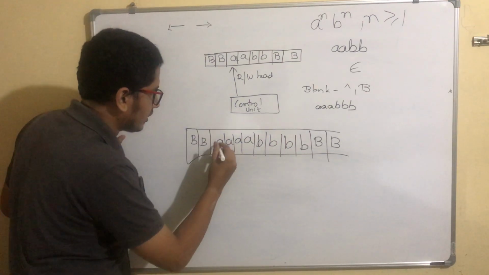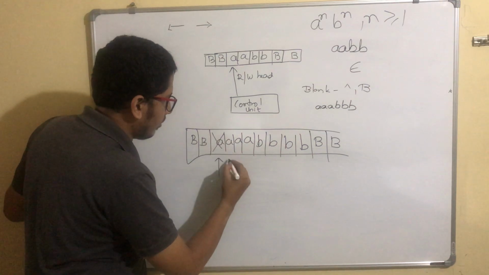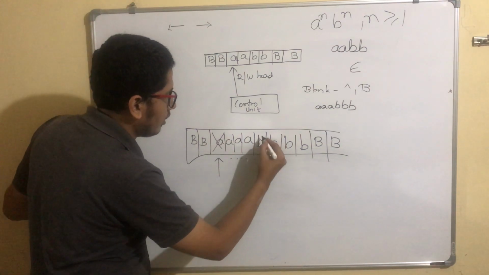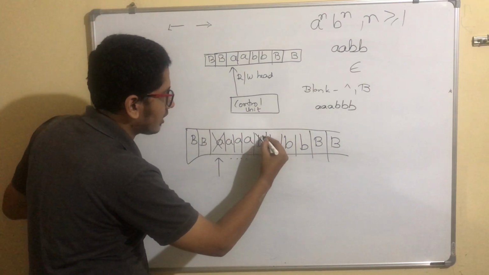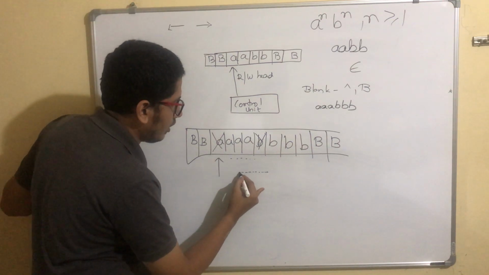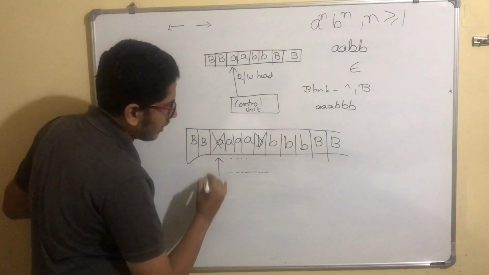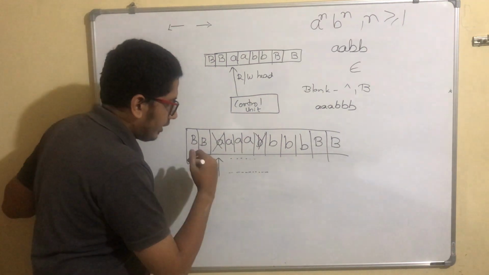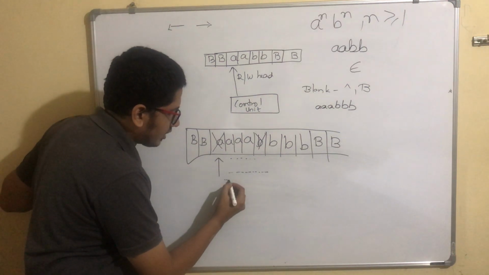When it sees the first A, it will mark it as X. Then it will move towards right till the first B is seen. When it reaches the first B, it marks it as Y. Then it again starts moving towards left. It moves till the first X. This is the first X now. Then when it reaches the first X, it again starts moving right.